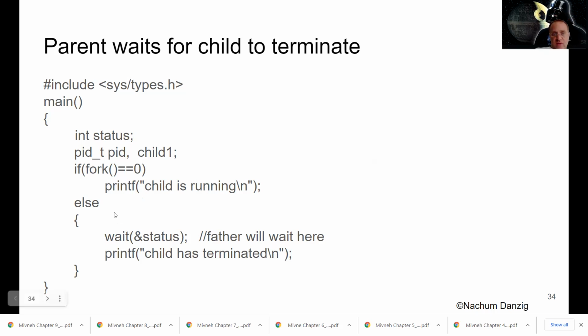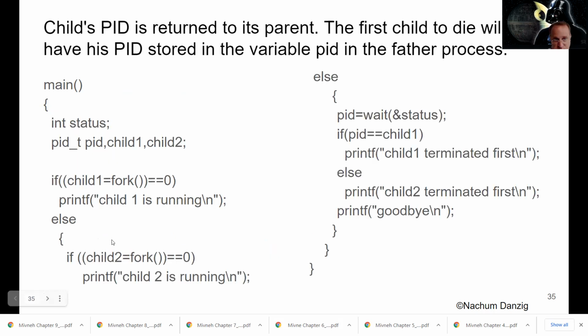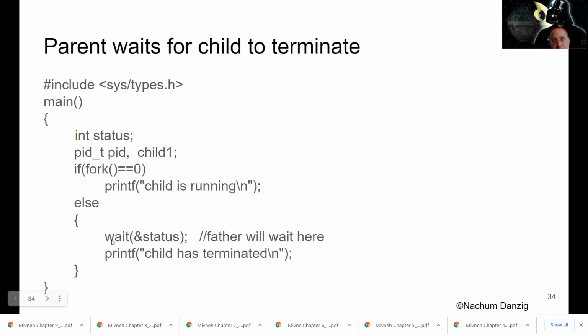The father can do whatever stuff he wants to do. And then he'll come to this wait. In other words, imagine that there's other lines of code after this brace and before this wait. There could be. Doesn't have to be. In this case, I didn't write anything. And then at a certain point, the father says wait status, and he's going to wait for the first son to finish. Now, notice if he has many sons, he will just wait for the first one, and then he'll go, child has finished.